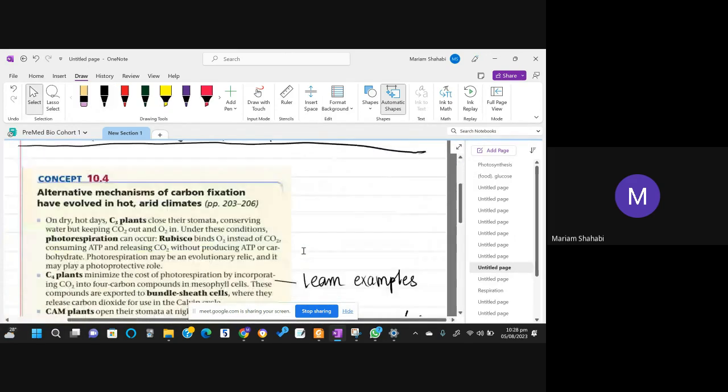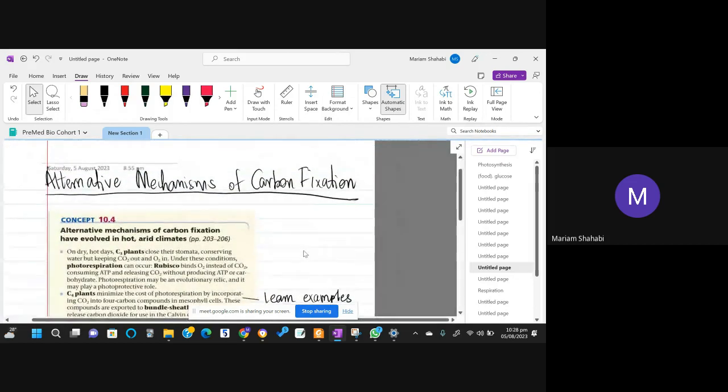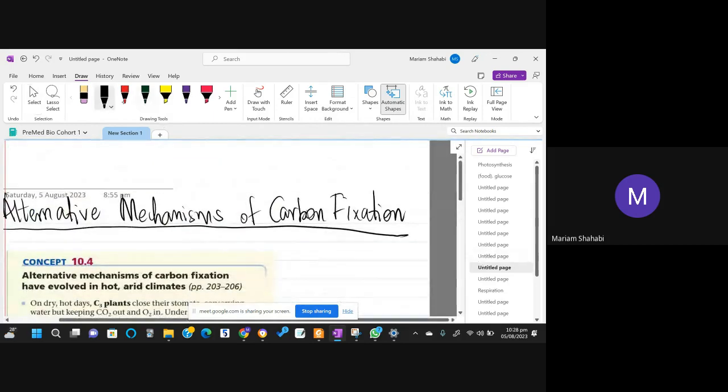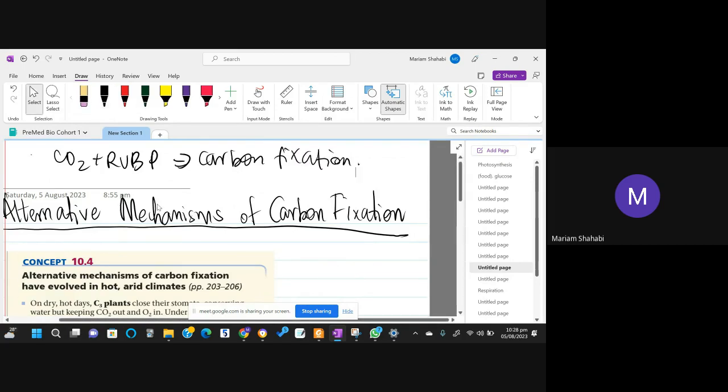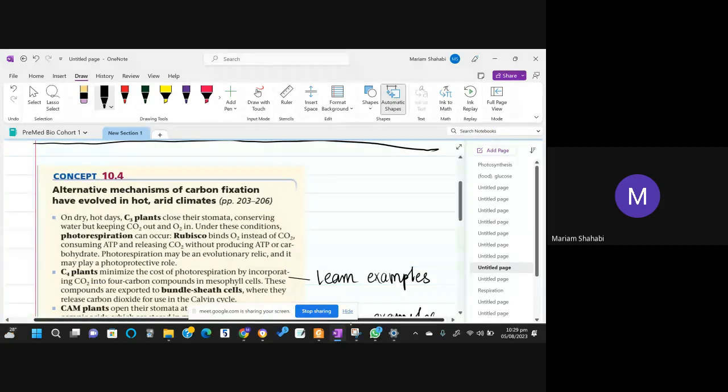Okay, so we do have a small subtopic. This was the Calvin cycle, but there are alternative mechanisms of carbon fixation as well. अब ये जो process था कि the process of CO2 combining with RUBP, that is called carbon fixation. Okay. So the Calvin cycle is one way that carbon dioxide gets fixed into RUBP. But there are other mechanisms as well. क्यों? Because different plants have different environmental requirements.